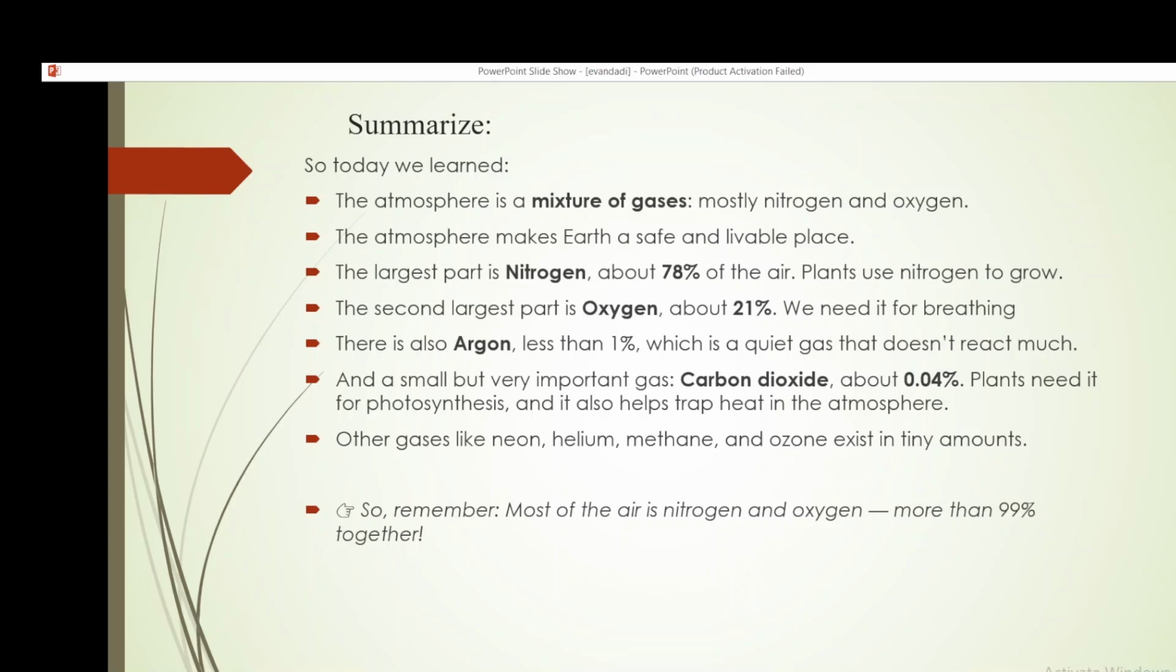There is also argon, less than 1%, which is a quiet gas that doesn't react much. And a small but very important atmospheric gas is carbon dioxide, about 0.04%. Plants need it for photosynthesis, and it also helps trap heat in the atmosphere. Other gases like neon, helium, methane, and ozone exist in tiny amounts. So remember, most of the air is nitrogen and oxygen, more than 99% together.